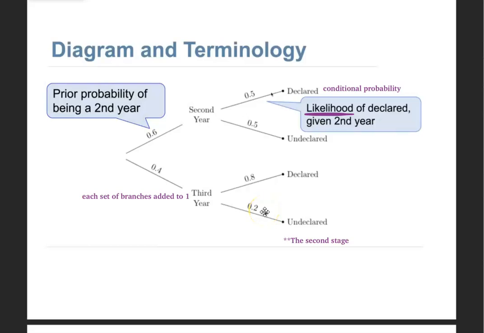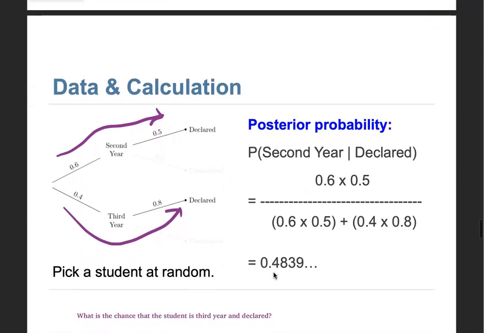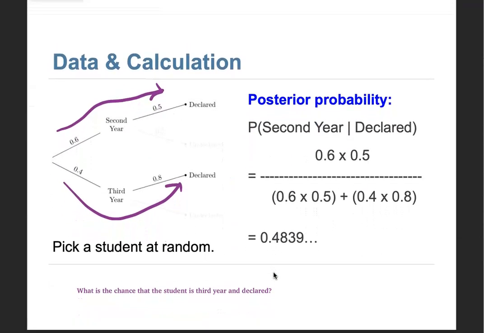So according to this tree diagram, can we find the chance if we pick out a student who declared the major, what is the chance this student is the second year? And what is the chance this student is the third year? Right, we can. Since we randomly pick out a student who declared the major, we only focus on the major being declared. So that's why we ignore the undeclared major.